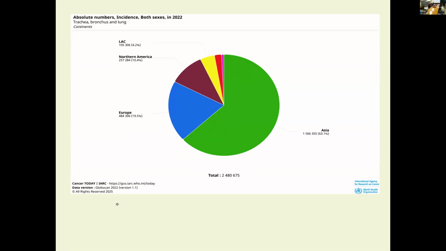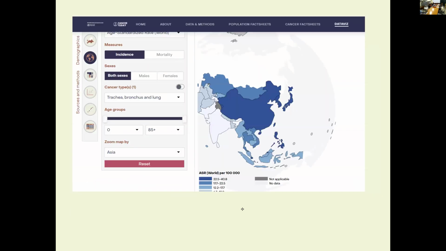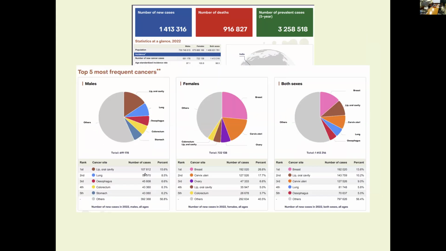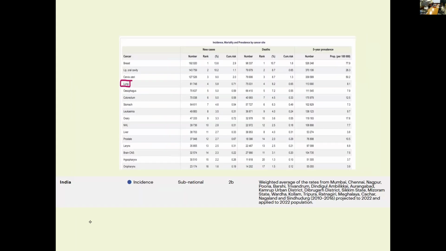This is the graph from the Globocan 2022. Green is Asia. They have taken data from Asia, which is what we are concerned about. If you look at this, it tells you the incidence in each country in Asia. So this is India. New cancer incidence of different types of cancer is available based on data. From that, lung cancer incidence is available and they have reported it well.